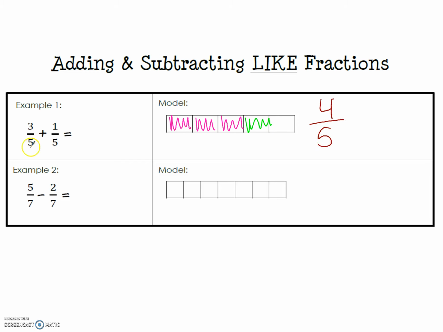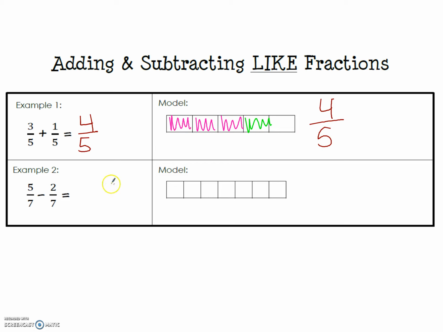Okay, so let's figure out how we did that. What you do is you find a common denominator. If there's not one, this one happens to be the same. You bring over your common denominator and you add your numerators. So 3 plus 1 is 4. And we can see from the model that that works.